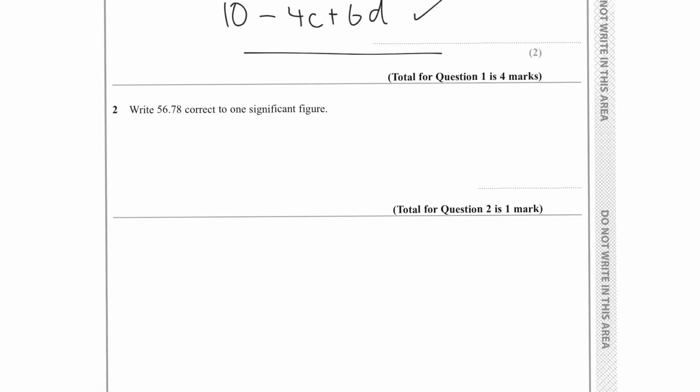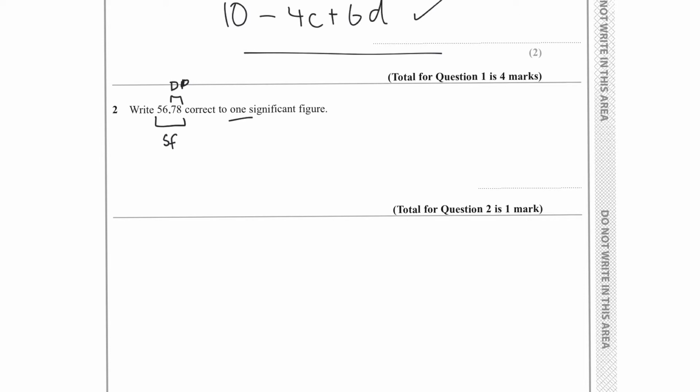Okay, so if we look at question 2, it says write 56.78 correct to one significant figure. So the difference between decimal places and one significant figure is decimal places focuses on the numbers after the decimal point, so after the dot. Significant figures takes into account all the total numbers. So if you're saying to one significant figure, it wants you to have one number in total, and then the rest would be zeros in this scenario.